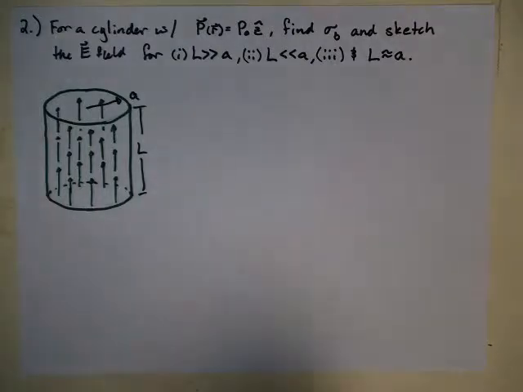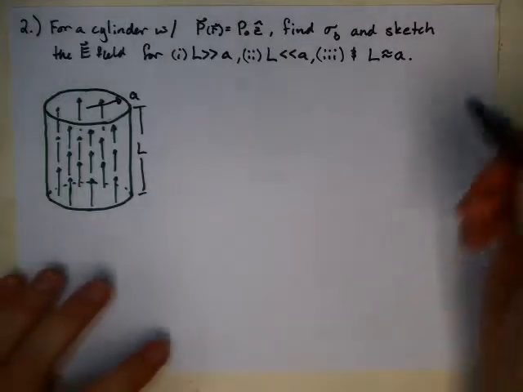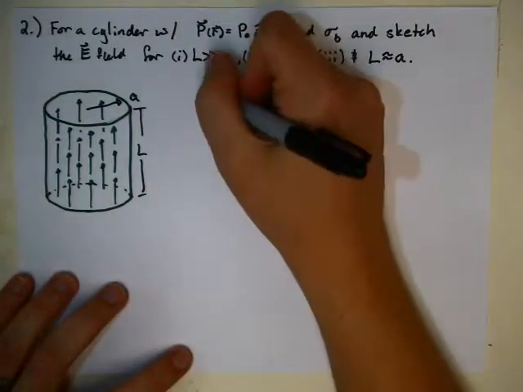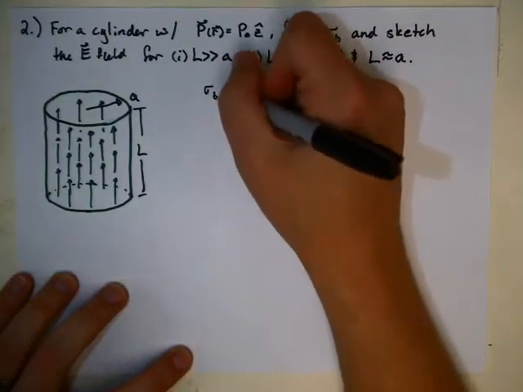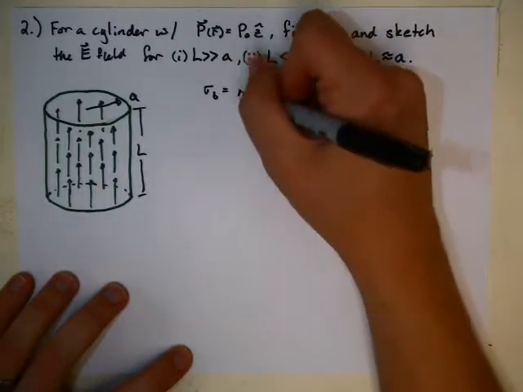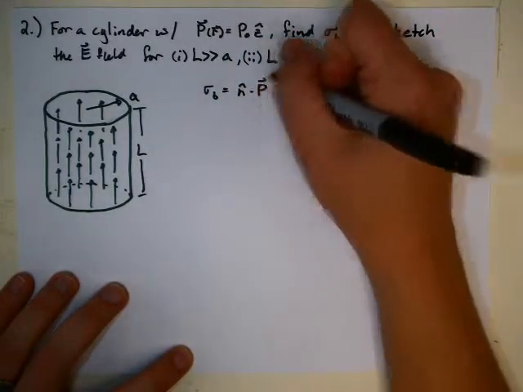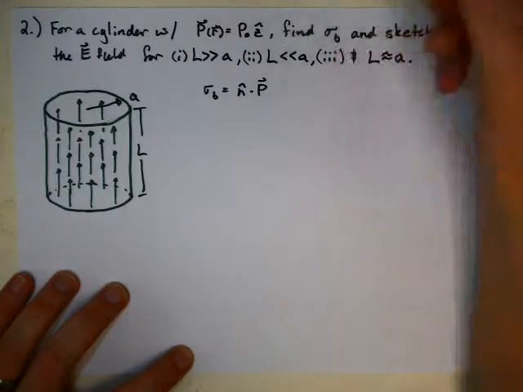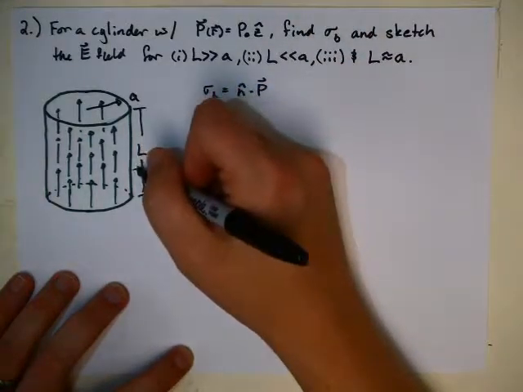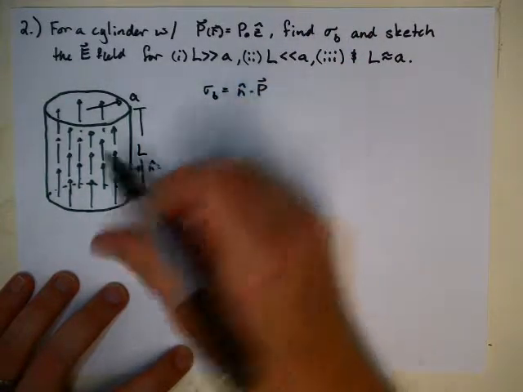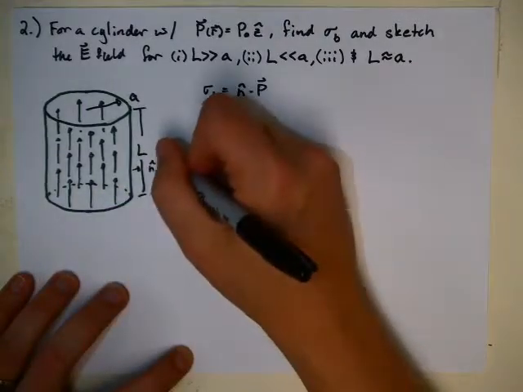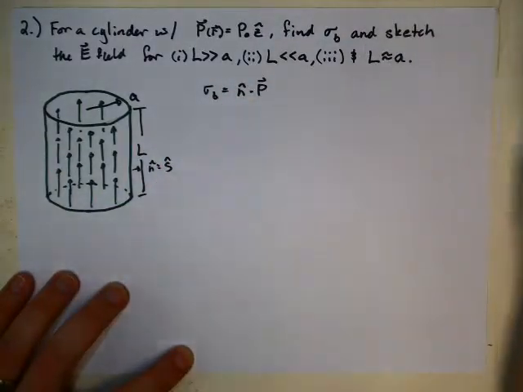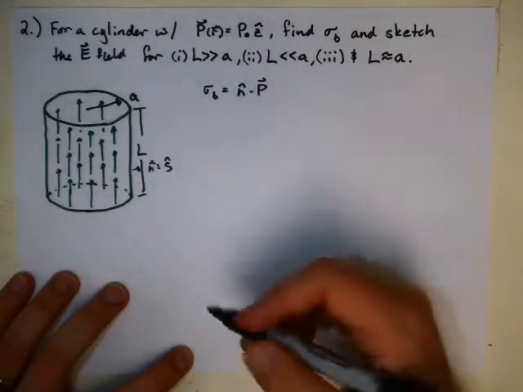So the first is actually pretty easy. We want to find sigma b, the bound surface charge. This is n hat dot polarization. Well, the polarization is in the z direction. N hat on the side of the cylinder is in the s hat direction, so s hat dot z hat is 0, so we get no bound charge on the side surface.